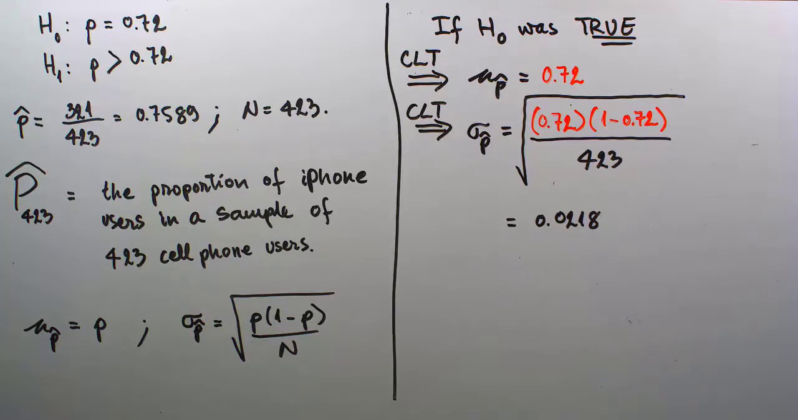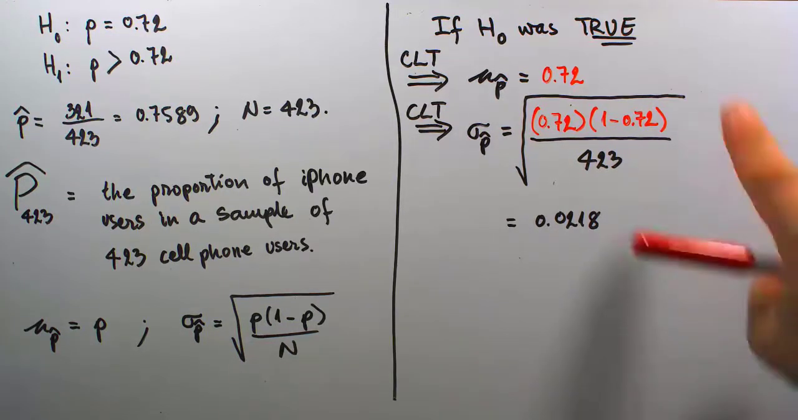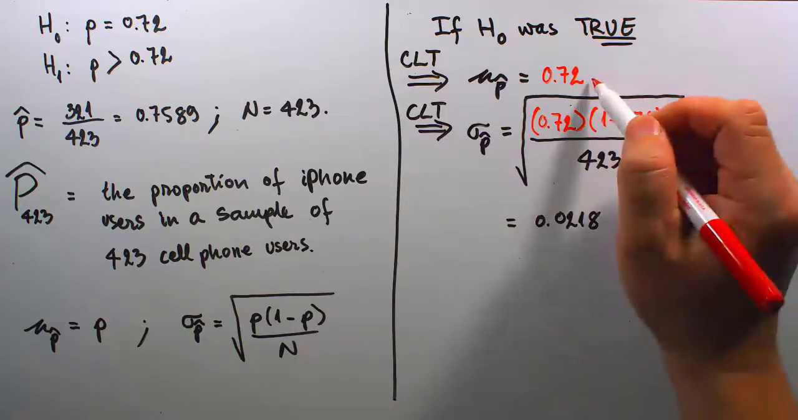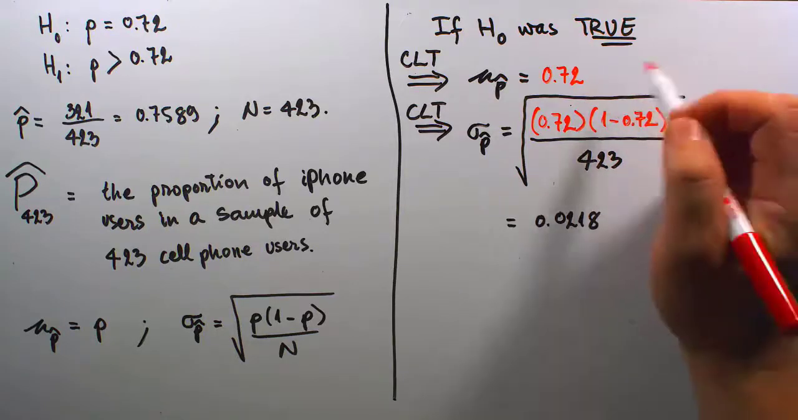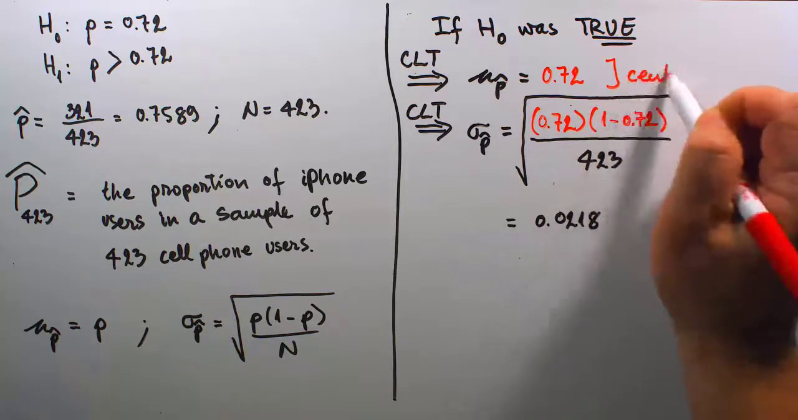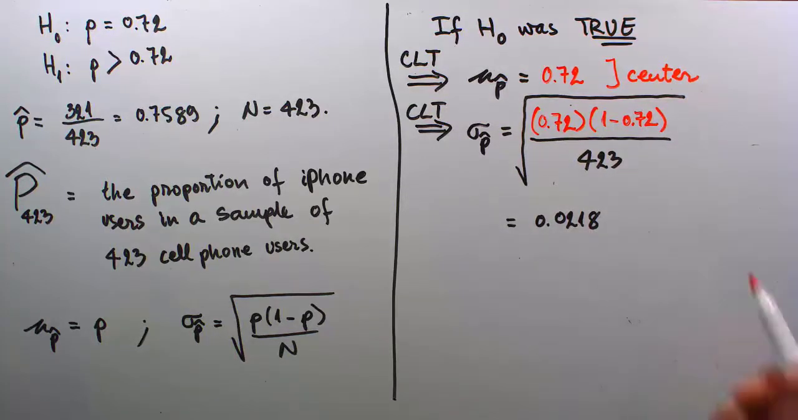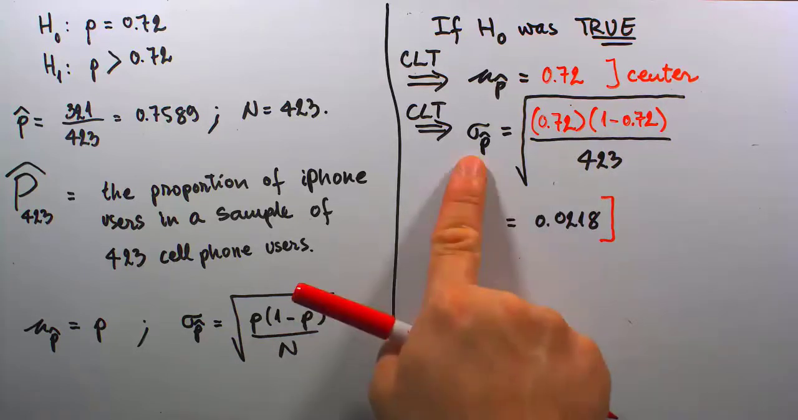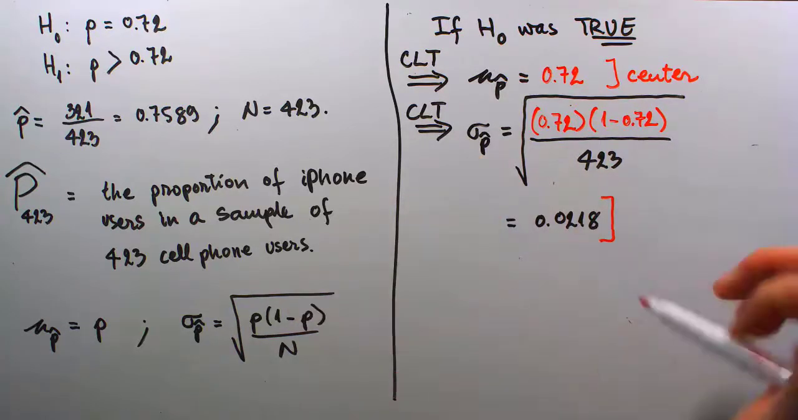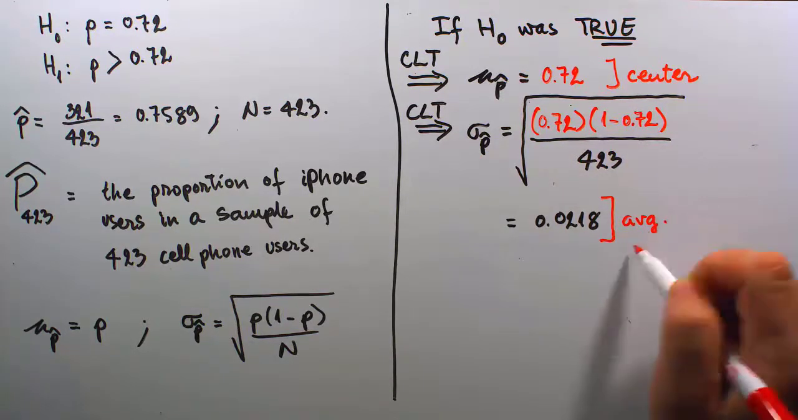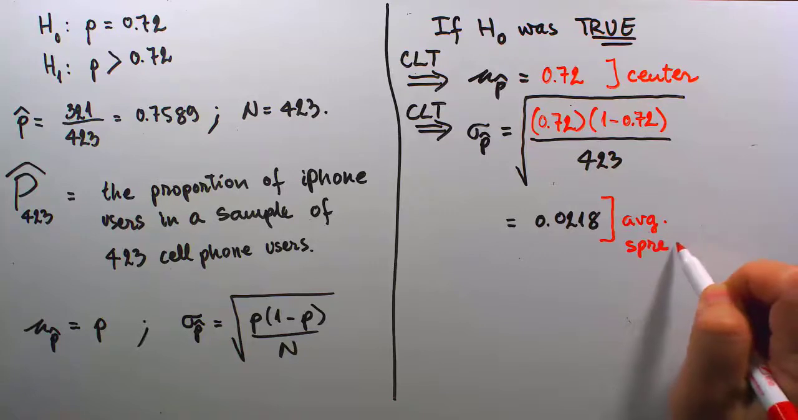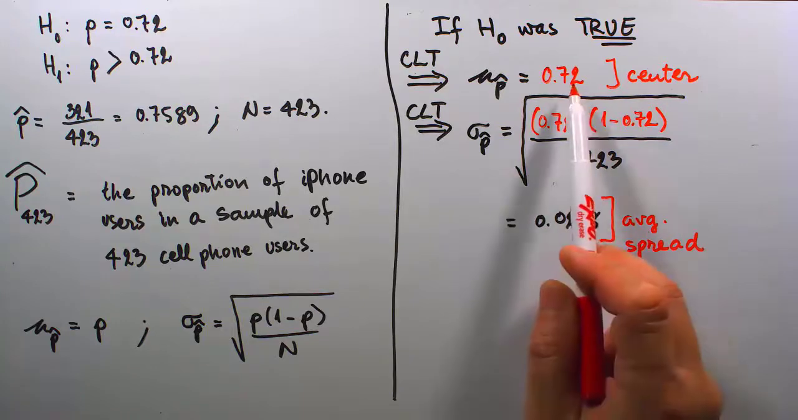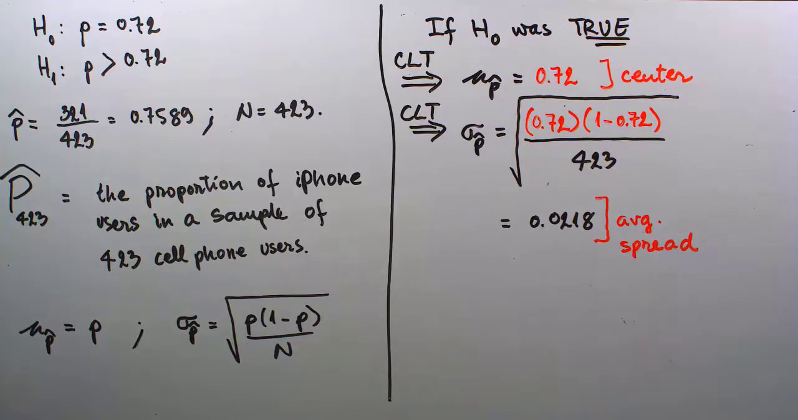And so now, as a reminder again, if we accepted H sub 0 to be the truth, then the value claimed in the H sub 0 statement is now acting as the center of all sample proportion values. And this average spread right here, this sigma p hat value we just now calculated, is the average spread of all sample proportion values being spread away from this center.